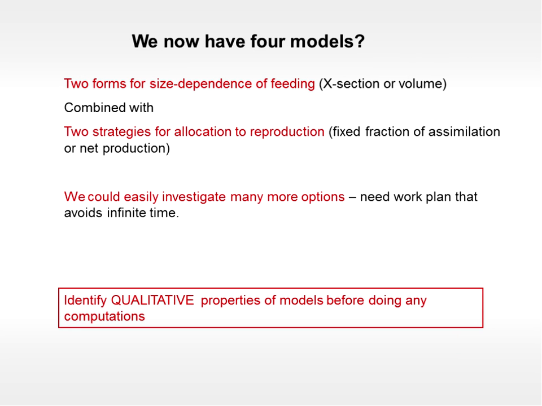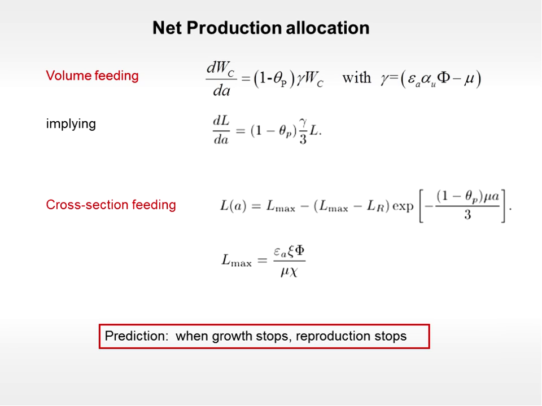However, the story is now rather complicated, because I've said we have two possible forms for size-dependent feeding, two strategies for allocation of energy to reproduction, and I could easily make more. We clearly need an approach that avoids just endless proliferation of options. To do that, we focus on the qualitative properties of the four models before we do any computations. And again, the details are in the book chapter that I will post.